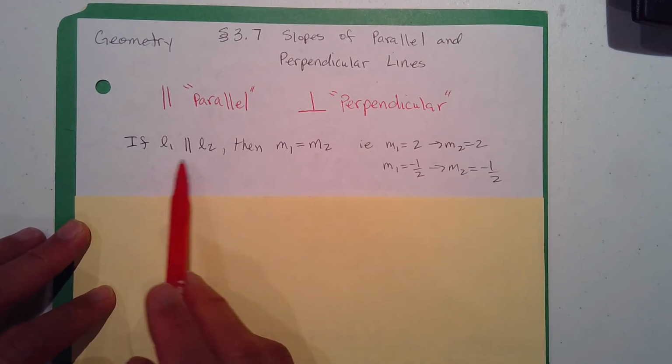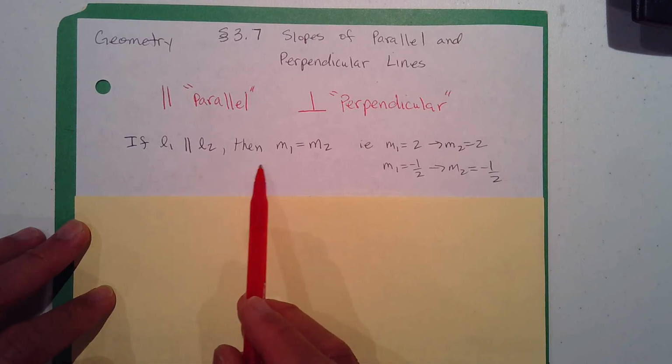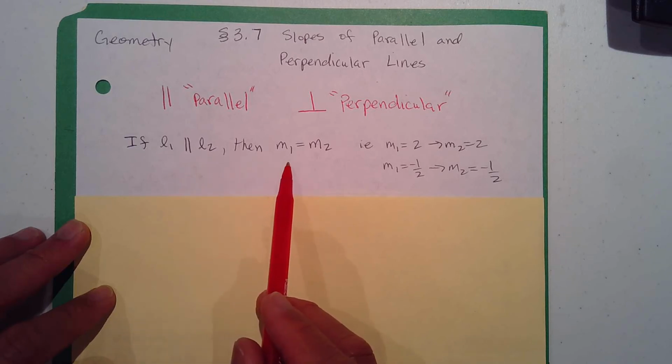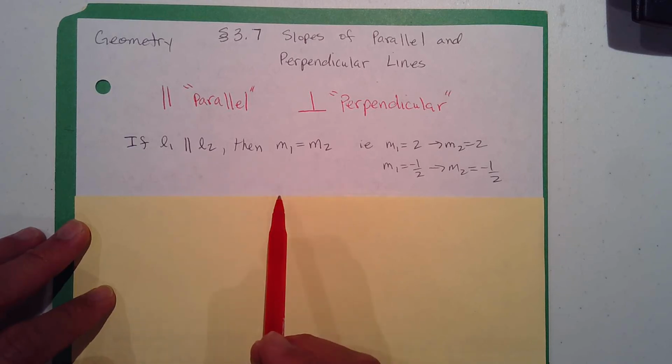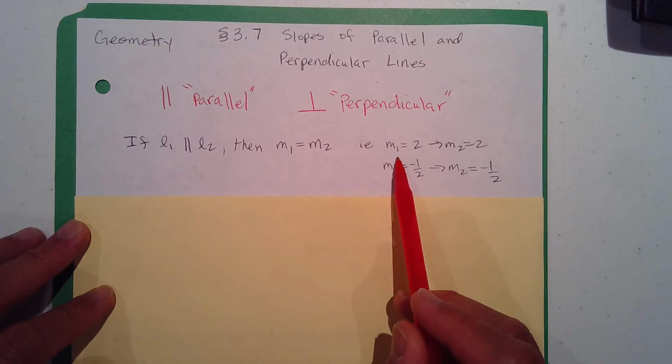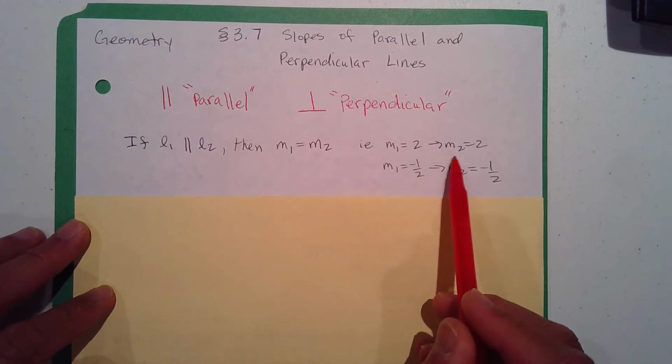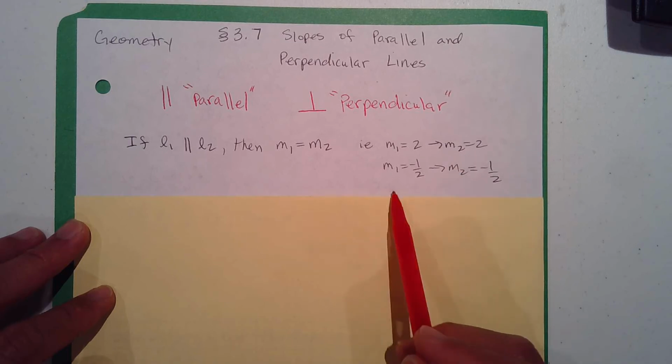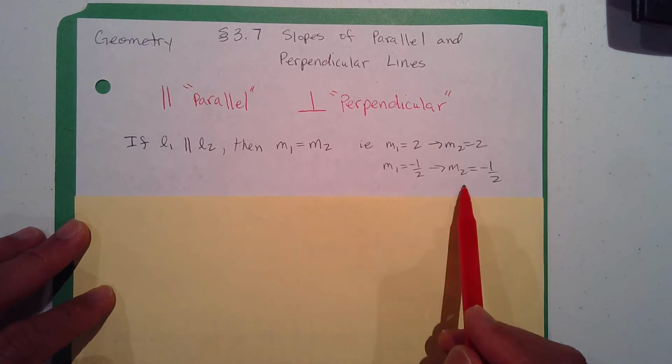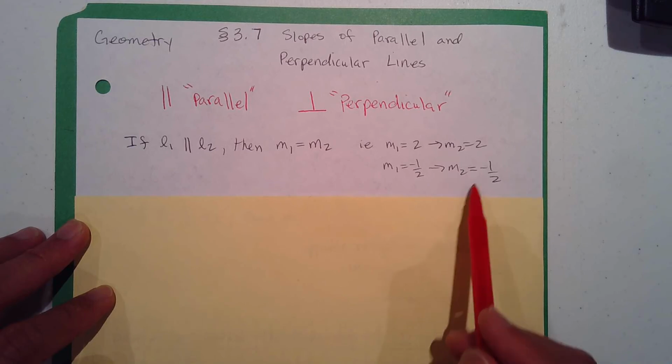If line 1 is parallel to line 2, then the slope of line 1 equals the slope of line 2. So for example, if the slope of line 1 is 2, then the slope of line 2 is 2. If the slope of line 1 is negative 1/2, then the slope of line 2 is negative 1/2.